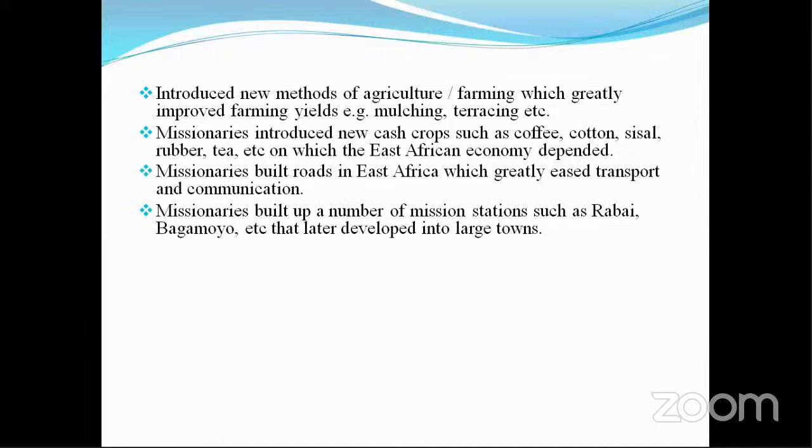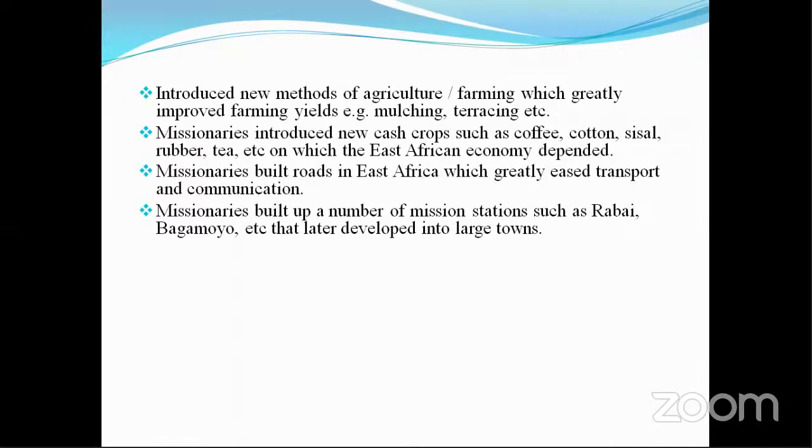Then we have this other point here, that missionaries built up a number of mission stations such as Rabai, Bagamoyo, etc., that later developed into large towns. Rabai in Kenya, Bagamoyo in Tanzania, and we are saying these mission stations later on developed into very big towns. The mission stations are there as churches. But of course, where these mission stations were introduced, those areas developed into urban centers, into very big towns.